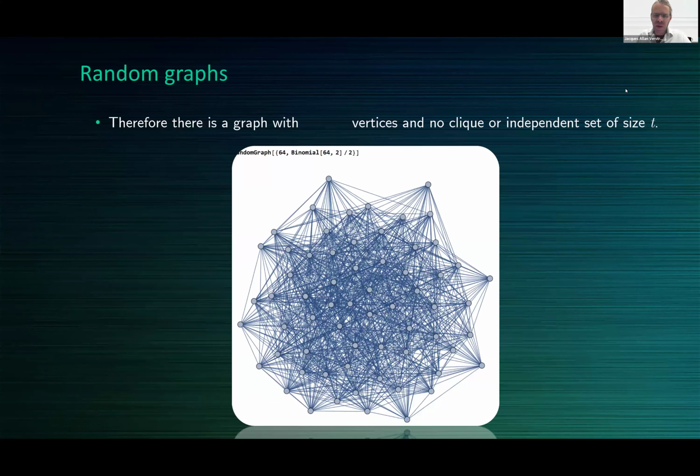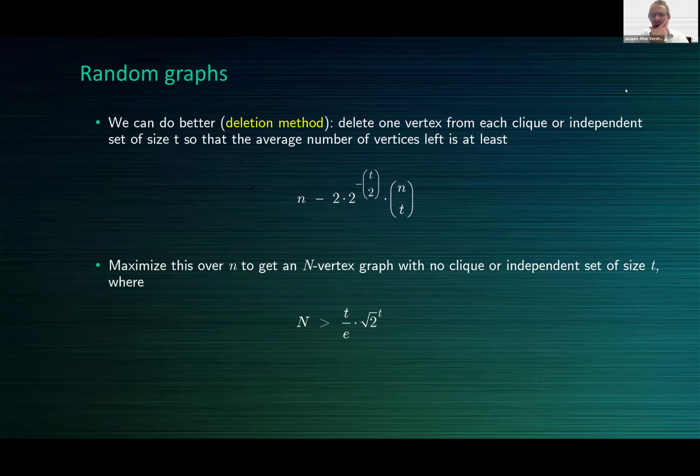So there's an example. I just generated one that seems to give something. So how good is this? Well, you can immediately do better. If you're versed in the probabilistic method, you could actually say, well, I will allow some cliques and independent sets, but I will only allow a few of them and then delete one vertex from each of them in order to destroy them. So you can allow in these bad events as long as you can destroy them.